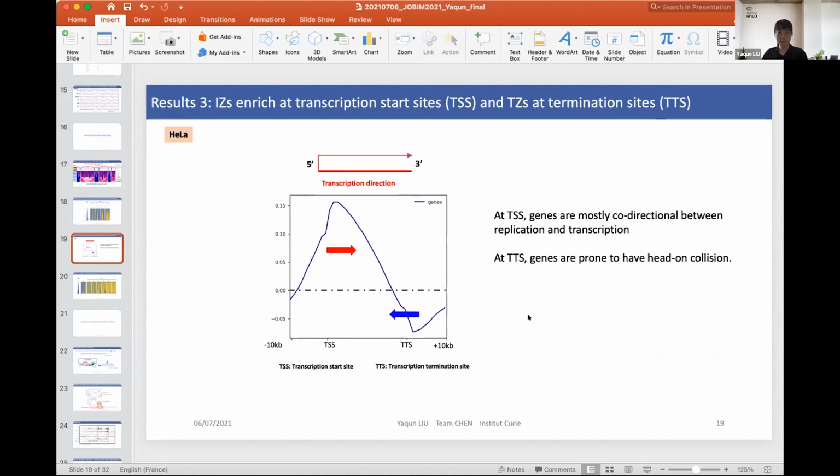But the question was, are the genes particularly expressed in the cell types where the TSSs correlate with the IZs? You mean in the cell types? No, I don't think they are cell type related.